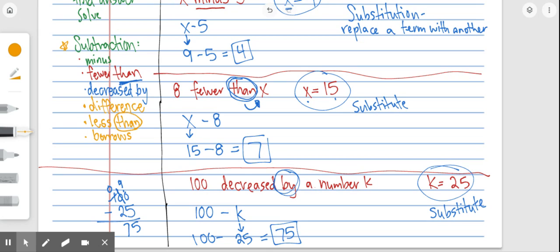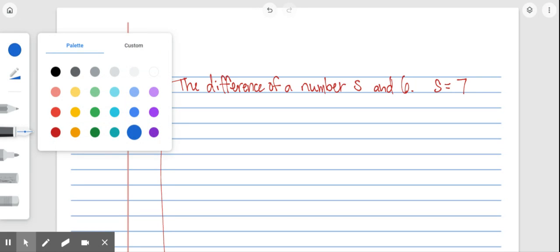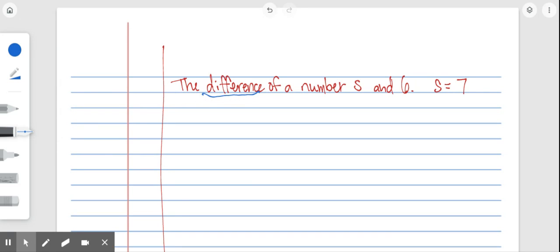And then I'm going to restart this page. All right, so for this last one, I'm going to use the word difference because it's a special word that means subtract that we don't see very often. Okay, so the difference of a number s and 6. So when you see the word difference, it's usually outside of the two things that you're subtracting. Okay, so in the case of the word difference, you just put them in the same order that they appear in the sentence. So s comes first because it came first in the sentence, and 6 comes second because it came second in the sentence. And then we put the subtraction in between them. So the difference of a number s and 6 is s minus 6.